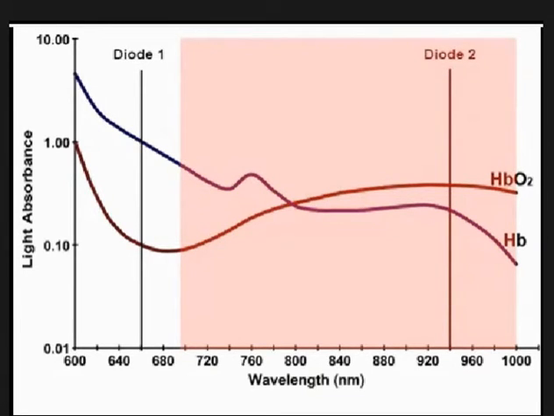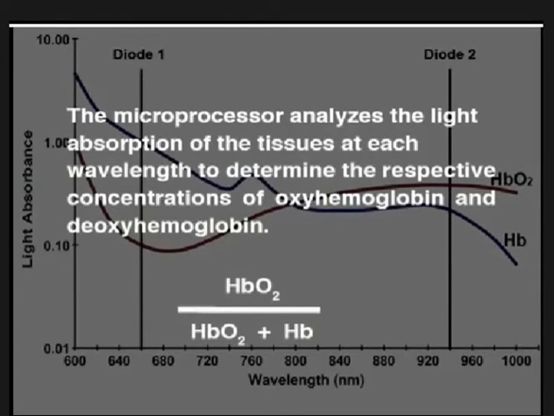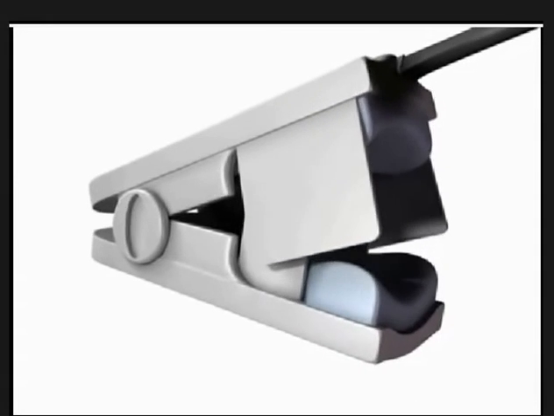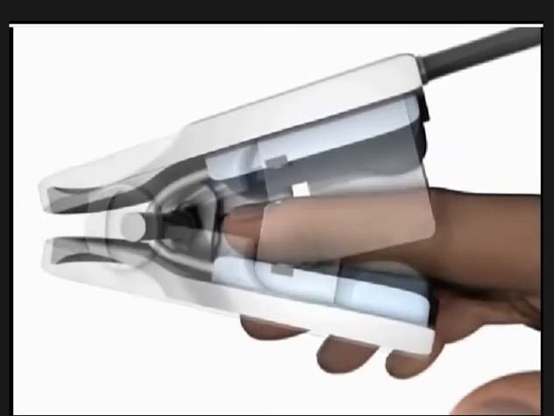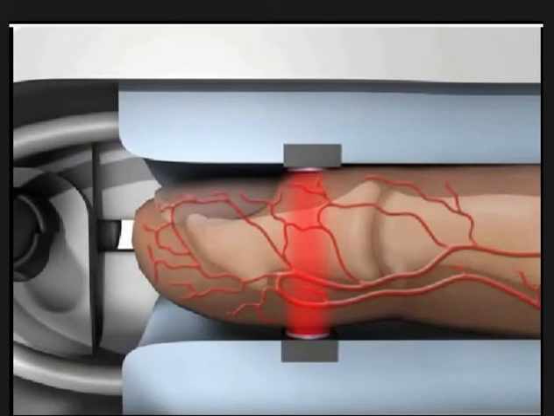The microprocessor analyzes the light absorption of the tissues at each wavelength to determine the respective concentrations of oxyhemoglobin and deoxyhemoglobin. It then divides the concentration of oxyhemoglobin by the sum of the concentration of oxy- and deoxyhemoglobin to determine the arterial blood oxygen saturation, SpO2. The probe is positioned so that the photodetector and light-emitting diodes face each other, with layers of tissue between them.